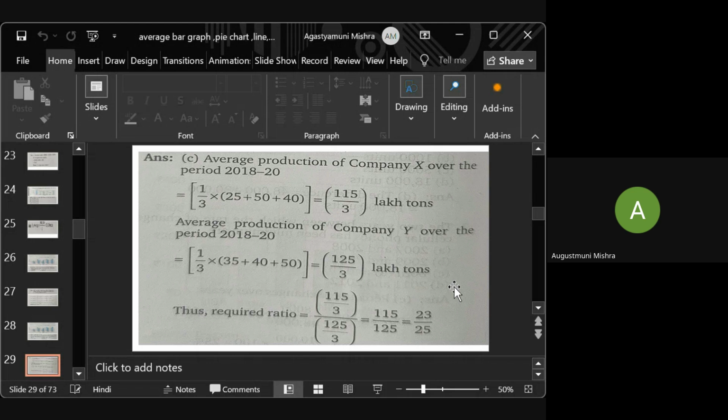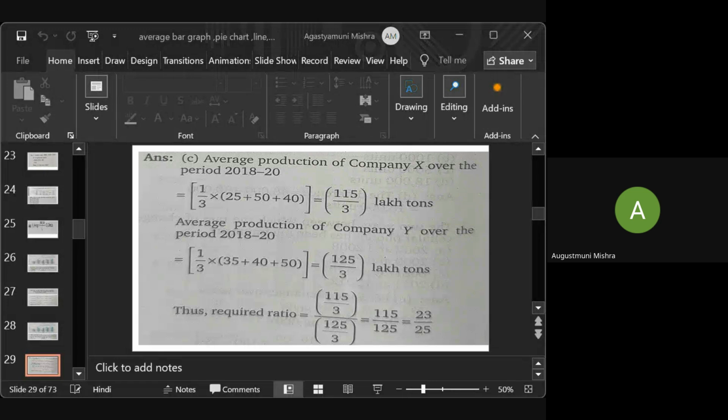There is a basic simple formula of average used here. And at the end, the ratio between both of them is done. And after that, that will get reversed, like 115 by 3 into 3 by 125. So that is, I think, very clear to everyone.